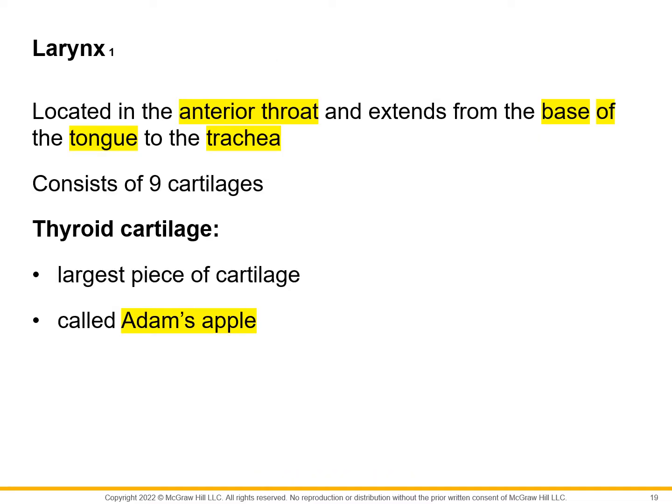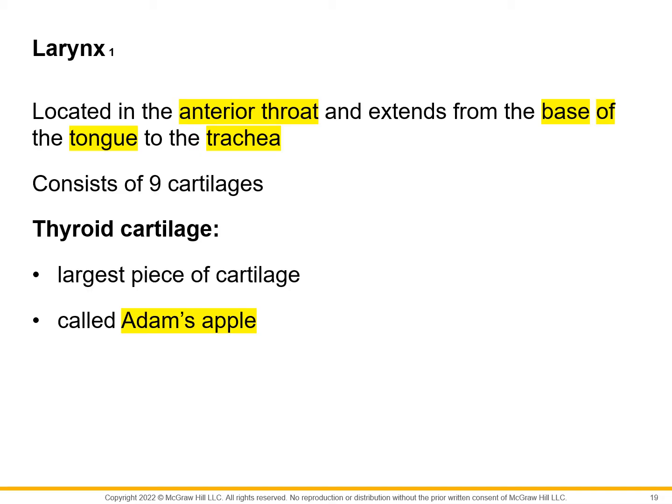The third component of the upper respiratory tract is the larynx. Again, this is otherwise referred to as the voice box, di ba po? So this is located in the anterior throat that extends from the base of the tongue to the trachea. Alright, so ulitin natin, yung area kung nasaan yung larynx, nagsisimula siya sa base or sa ilalim ng tongue hanggang sa trachea. So the larynx consists of 9 cartilages.